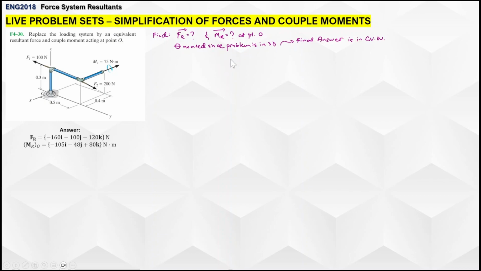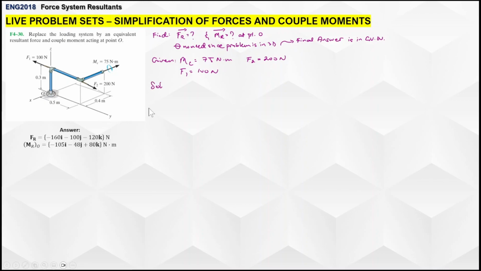Okay. What else do we have? We also have a given moment already here. So let's just identify that. We have a couple moment here, about 75 Newton meter. We have F1 at 100 Newtons and F2 at 200 Newtons with the following dimensions as well. Okay. So the solution is still the same.